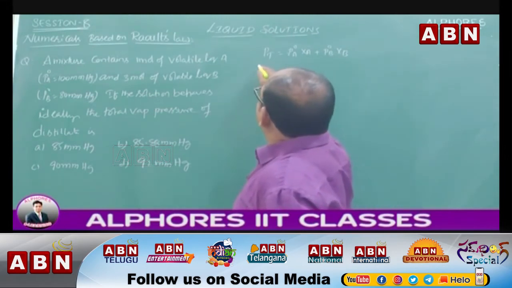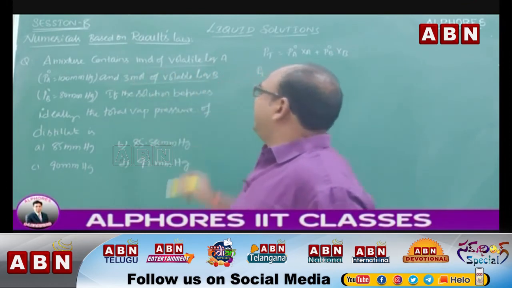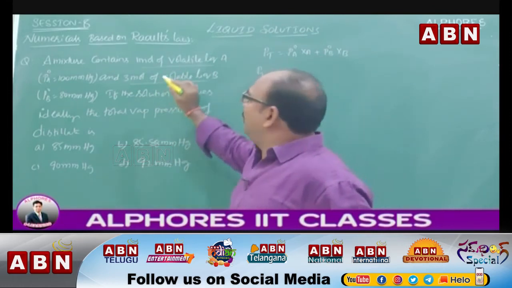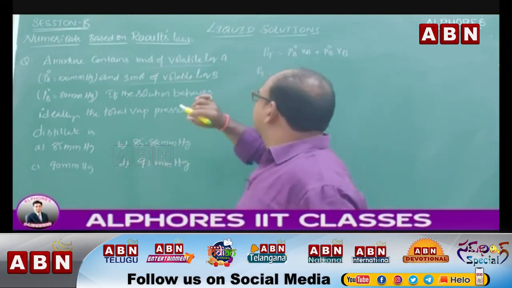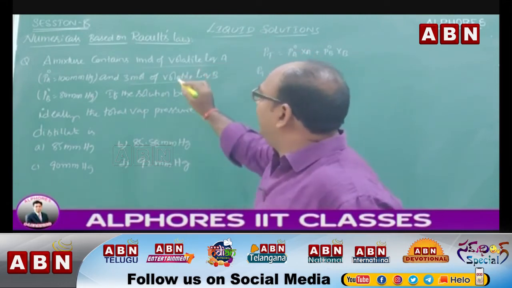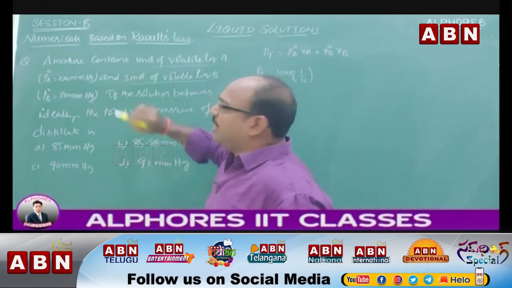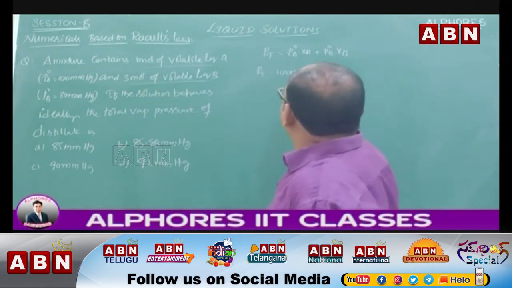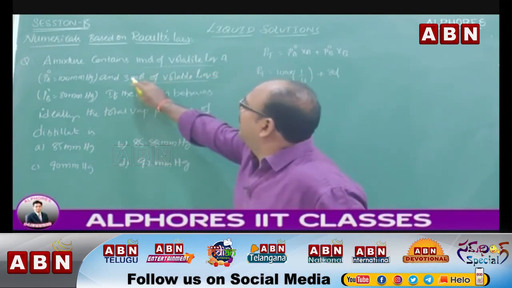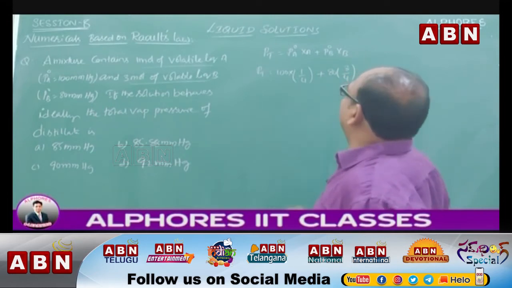Then P total: here we are given 1 mole of A and 3 moles of B. So it is very clear, the total number of moles is 4. Mole fraction of A is 1 by 4. So P0 A provided is 100, into XA value 1 by 4, number of moles of A by total number of moles. Number of moles of A is 1, total number of moles 1 plus 3, 4, plus P0 B value given as 80 into number of moles of B, 3, by total number of moles 4.